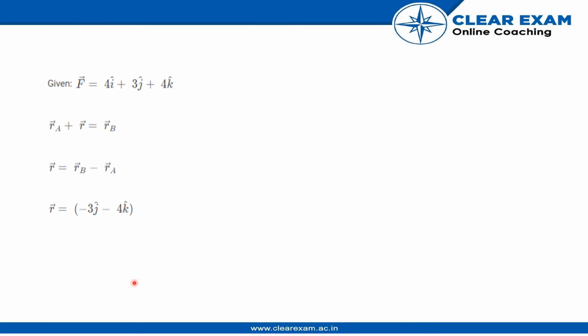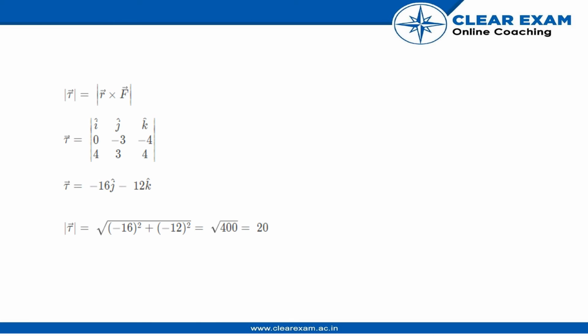So we know that force is this. Ra plus R is Rb, which is the vector sum in this case. So R is Rb minus Ra. These are the values specified in the diagram which we looked at, and from that we find that R becomes -3j - 4k. So using that value, the torque is R cross F, which is the radius cross the force in this case.